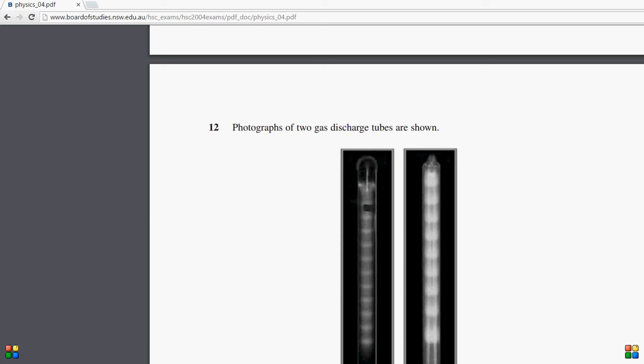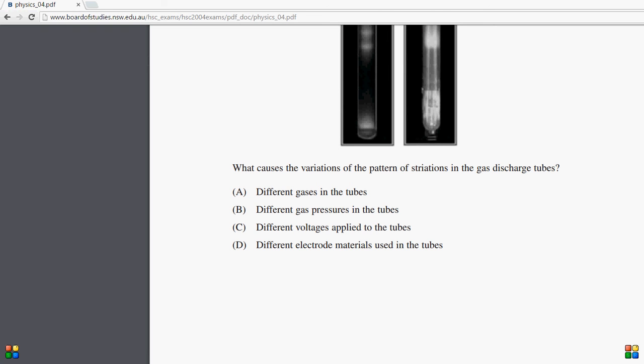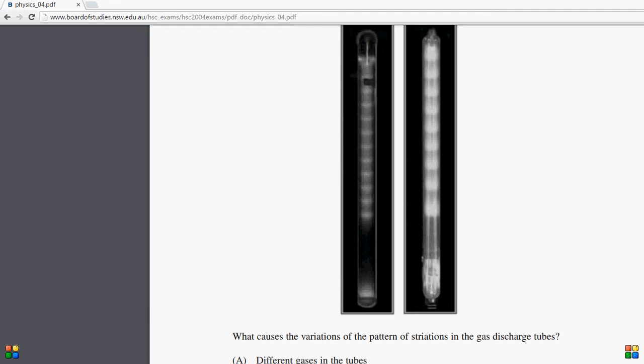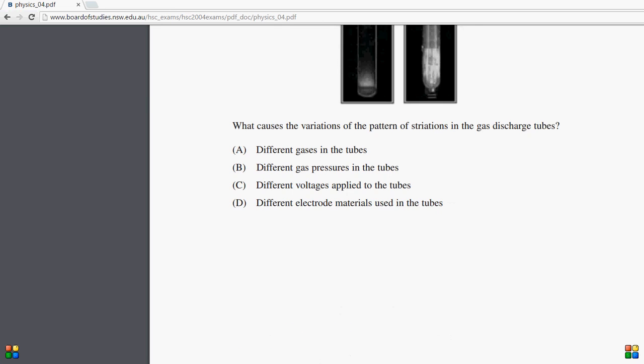Photographs of 2 gas discharge tubes are shown. What causes the variation of patterns or striations in the gas discharge tubes? Different gas. Nope. This is just a memory question. It's different gas pressures in the tube. And what's happening here is that as the electrons go through the air, they accelerate, and when they accelerate, they interact with molecules, and some reaction happens that causes it to spark light.